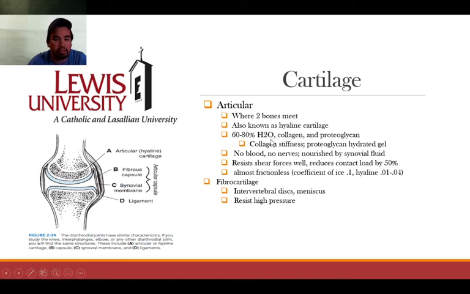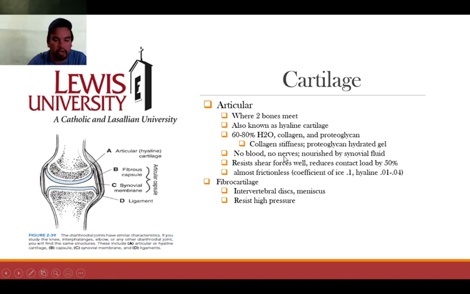or if you just have arthritis, right? You want to make sure you're taking a lot of water because 60 to 80% of your hyaline cartilage is water. And then it's also collagen and proteoglycan. Okay, collagen creates a stiffness within that cartilage, and then the proteoglycan is like a hydrated gel.